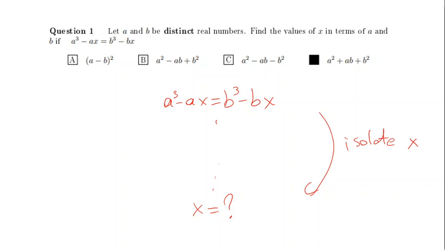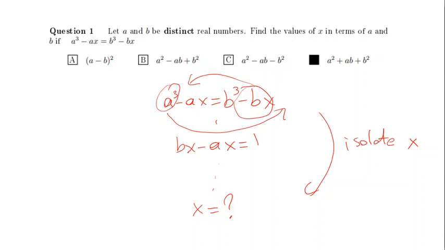So then for this term, send this one to the other side. This one over here. So it will be x minus ax is equal to minus a cubed. So then what is this? B, A. So x is the common factor. So we write it this way.